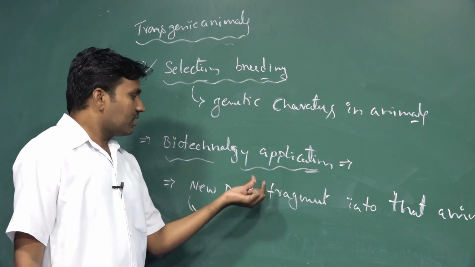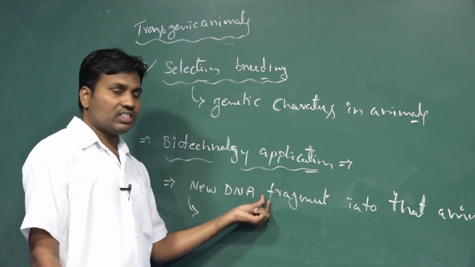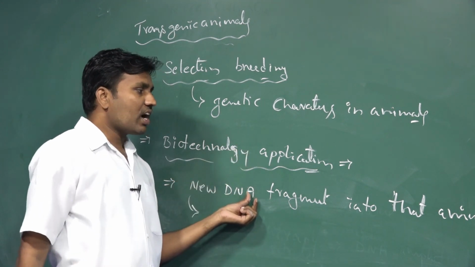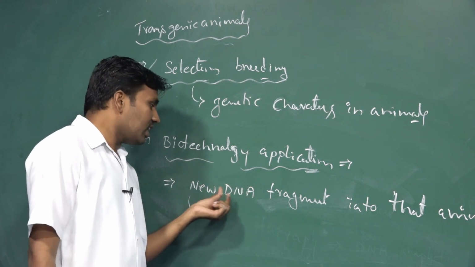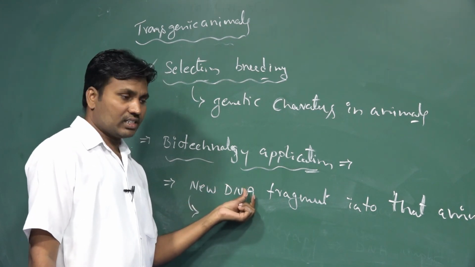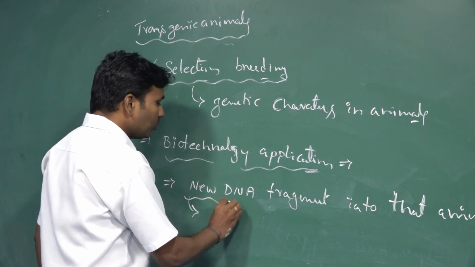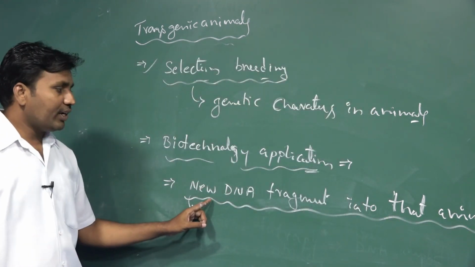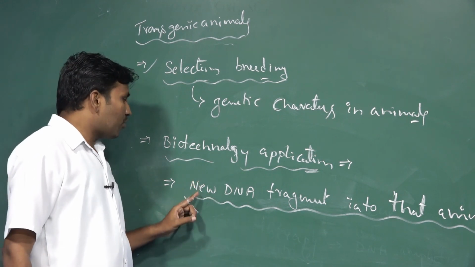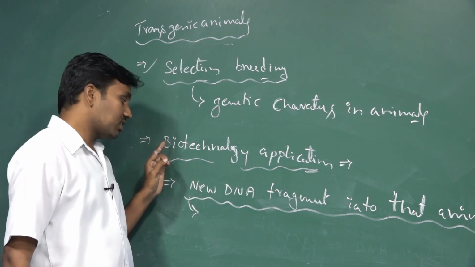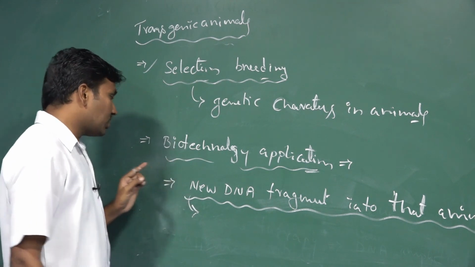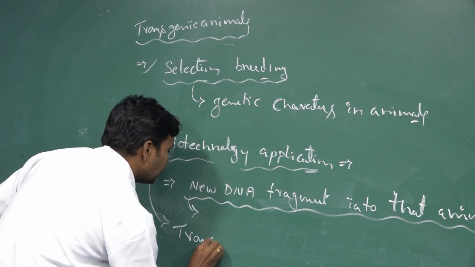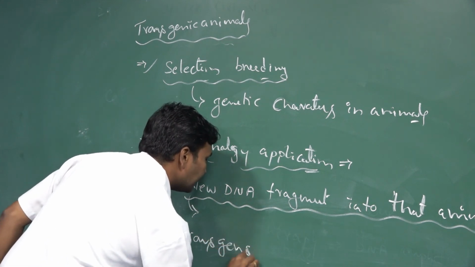At that time, this new DNA fragment is established in their genome and they show the expression of this new DNA fragment's characters. So like this, a new stable genetic material we are going to introduce, forming by using biotechnology applications. So this process is called transgenesis.